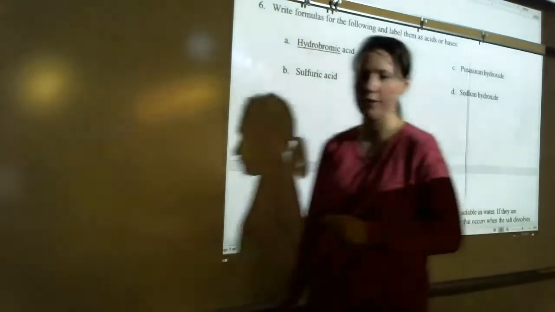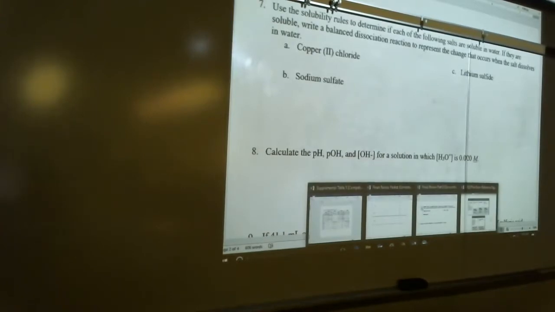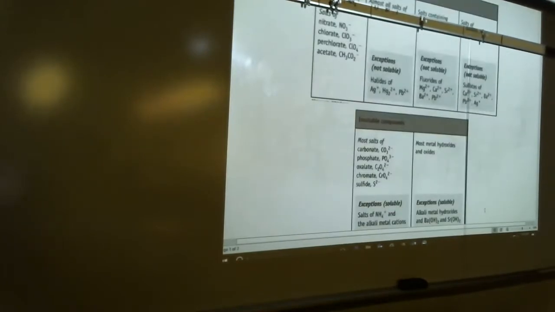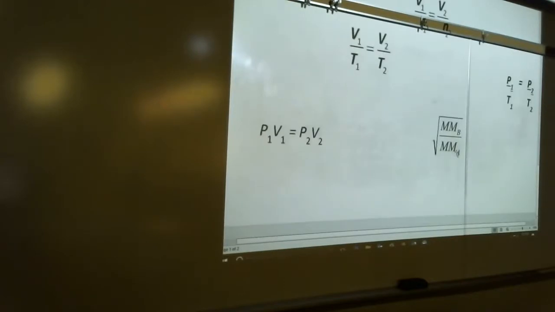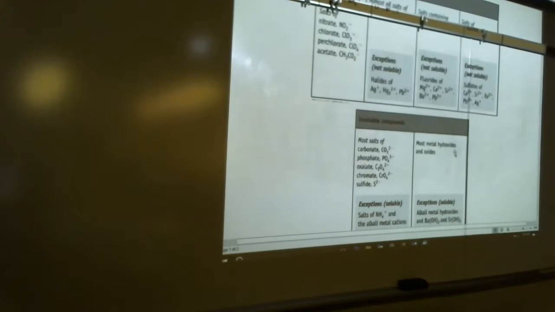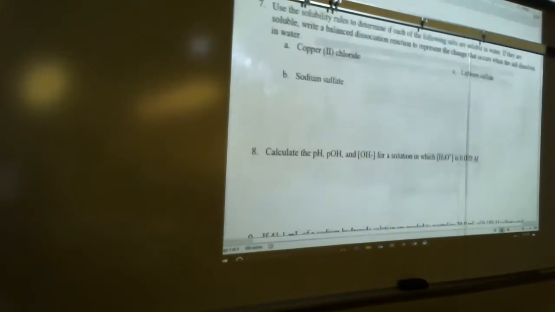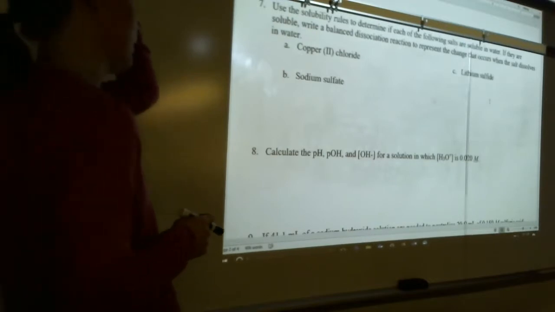All right. Let's look at 7. It requires us to use the solubility rules. Okay, here's what the reference page looks like. So your reference page does have solubility rules on it. Okay, so you don't have to memorize solubility rules. This is the actual reference page that you'll be given. Okay, so that's the exact reference page that you get on the test. So there is solubility provided for you. Use solubility rules to determine if each are soluble in water. If they are, write a dissociation reaction to show what happens when it dissolves.